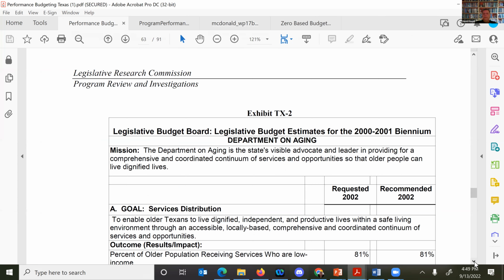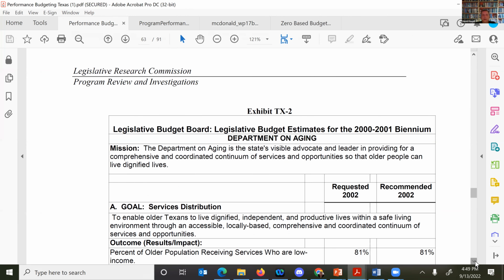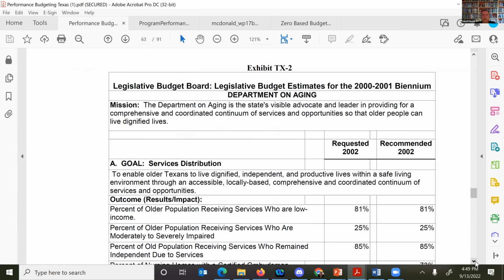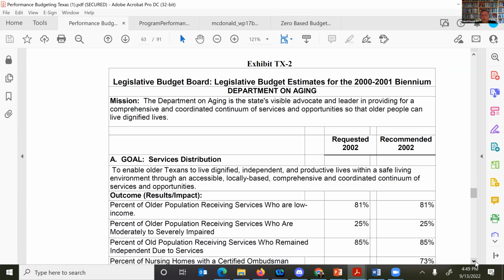Hoping that's showing for you. This is an example from actually the state of Texas. And in this example, we are looking at the Department of Aging. So we're focusing on a department like we would normally do in a performance-based or a line item budget. So with the Department of Aging, you can see their mission there. Let me move some windows out of the way.